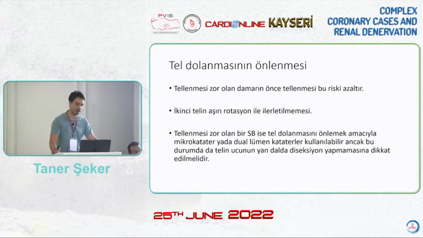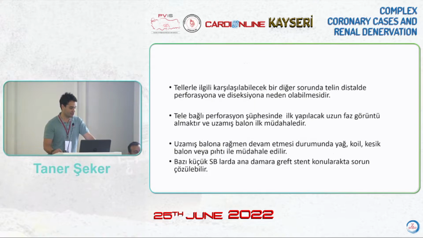Sometimes during the wiring of the side branch, a microcatheter or dual lumen catheter can be used, but in that case, as the end of the wire may be weighted higher, dissection occurrence possibility mustn't be ignored, and keeping it too much to the distal, possible perforation at the distal part must not be ignored. If you are suspicious about this, pullback is recommended.